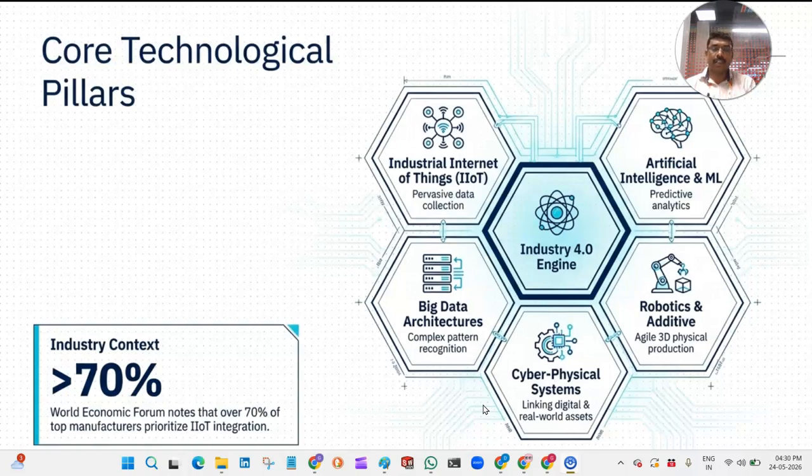And industrial IoT, we have already seen the statistics related to it. That is pervasive data collection. If you are using the Internet of Things in the industrial environment, it is industrial IoT, that is the industrial Internet of Things, where all the systems connected to the manufacturing activity are linked to the internet, so that the manufacturing activity can be controlled outside the shop floor or work floor. So these are the essential core technological pillars of Industry 4.0.